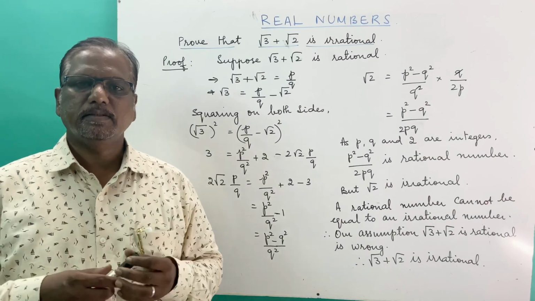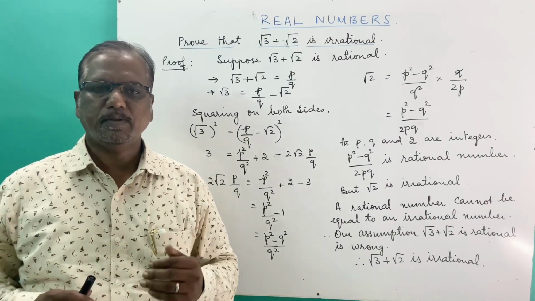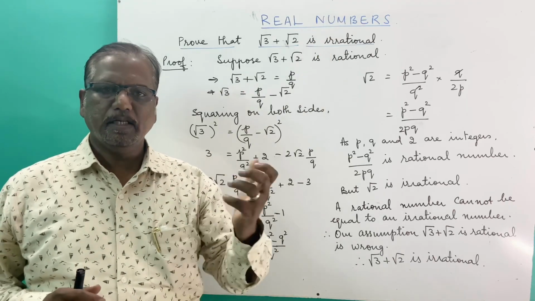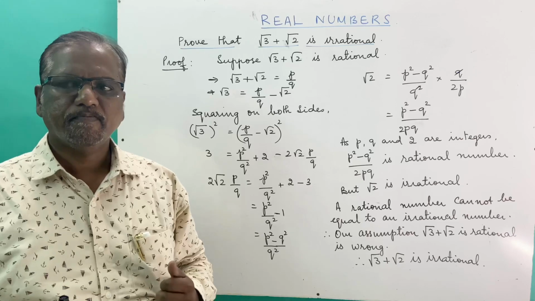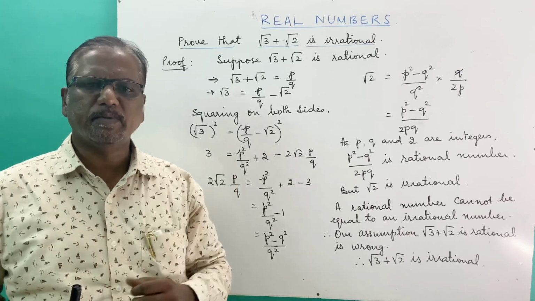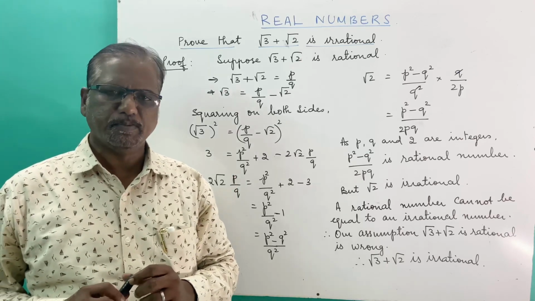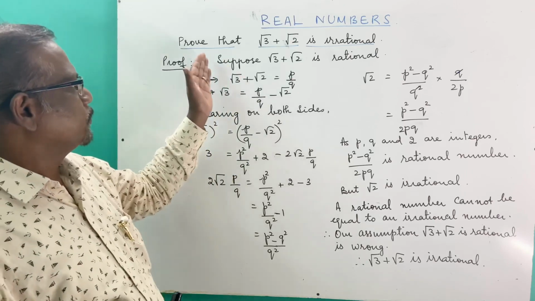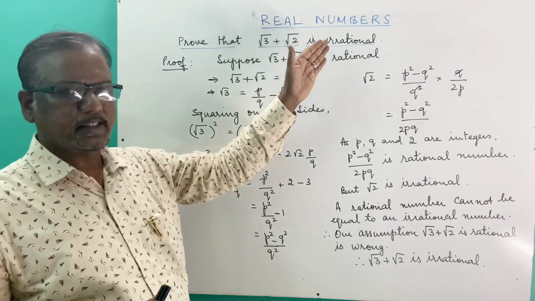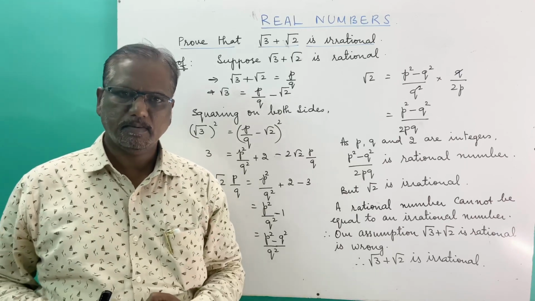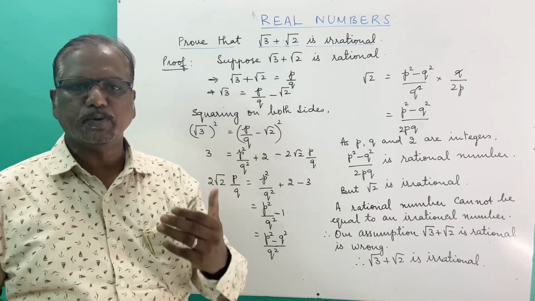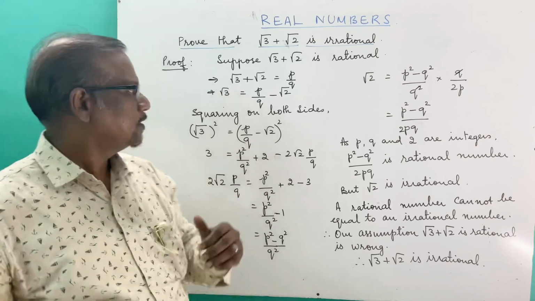Now let us learn another important type of a real number sum. Generally it comes for the 4-mark question, and you can always expect it for the examination purpose. Prove that root 3 plus root 2 is irrational. A binomial surd is given. So in such a case, how to prove it as irrational?